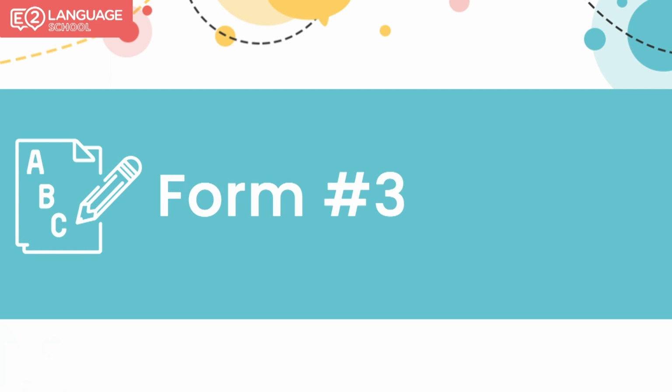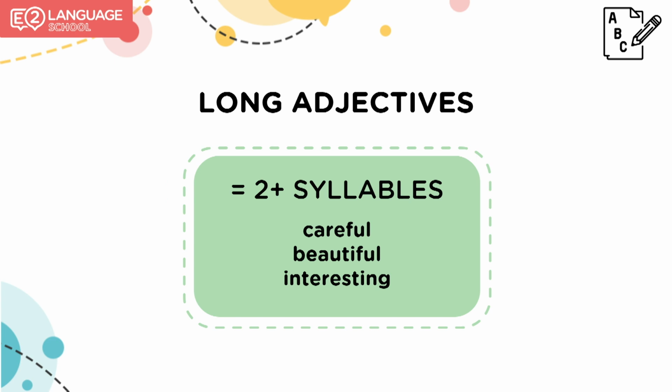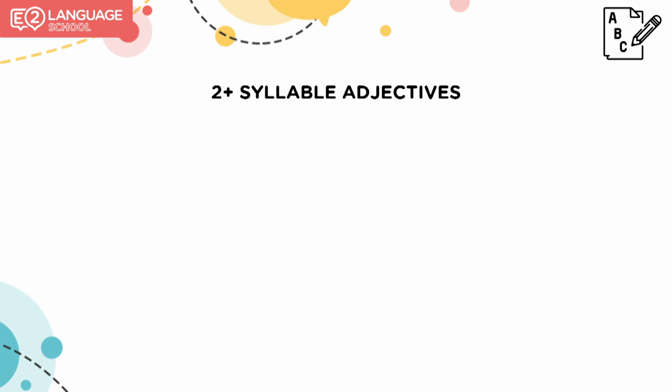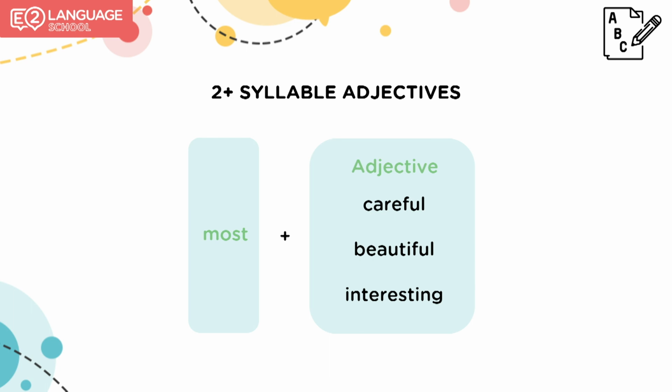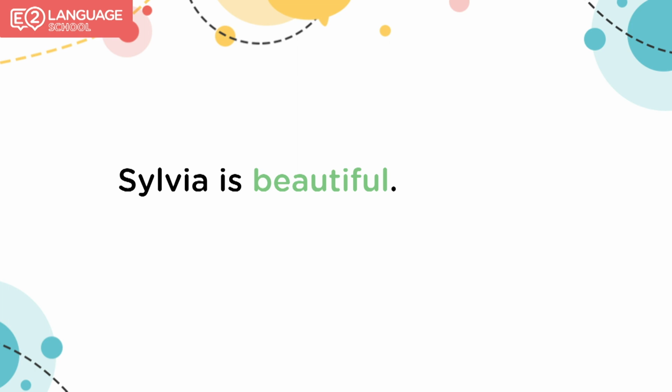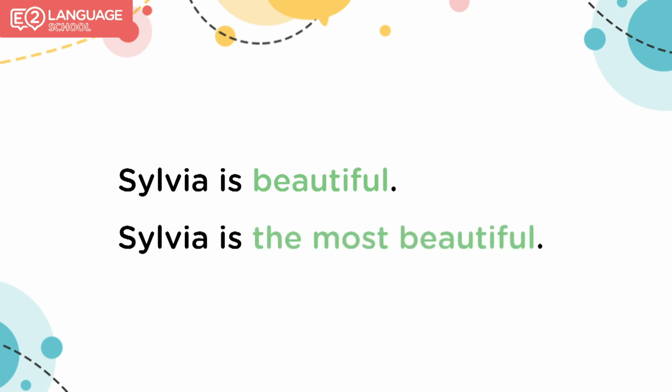Okay, time for form number 3. This one is for longer adjectives, so this includes adjectives with 2 beats, or it can include adjectives with 3 beats or 4 beats. So for example, careful, 2 beats. Beautiful, 3 beats. Interesting, 4 beats. Now, with these longer adjectives, we need to add most before the adjective. We don't change the adjective, we just add something before it. So for example, Sylvia is beautiful. Sylvia is the most beautiful.